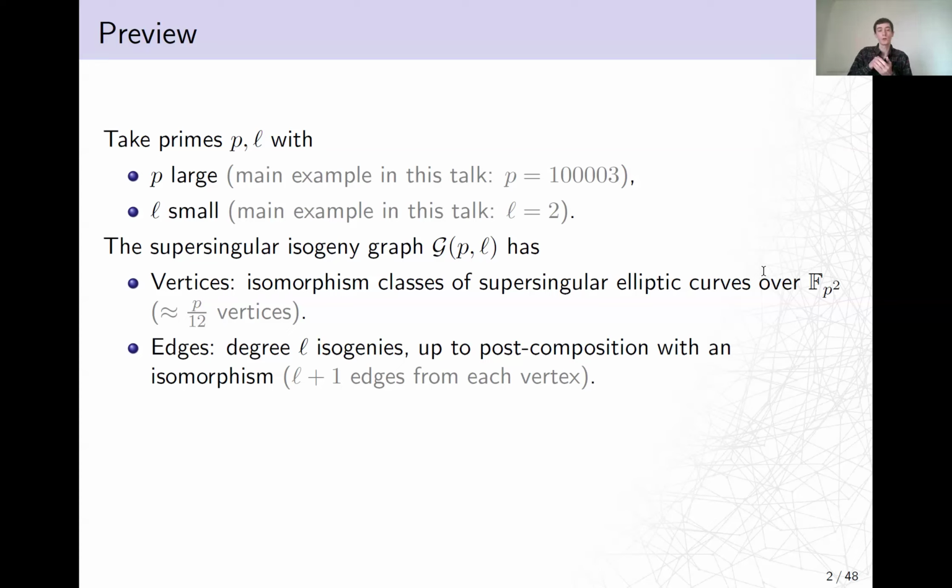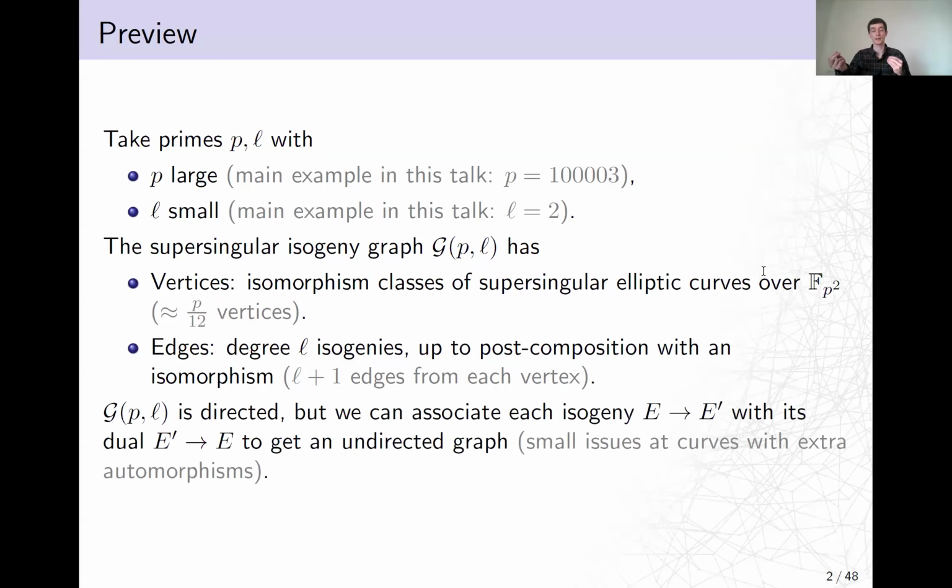And from each vertex, there are going to be L+1 edges, each corresponding to a degree L isogeny, where we quotient out by saying two isogenies are equivalent if you can compose one with an isomorphism afterwards to get the other. This is a directed graph, but each isogeny has an arrow in the reverse direction, the dual isogeny, and so we can match up an isogeny with its dual and get an undirected graph. Of course, there are little issues around the curves with extra automorphisms, but essentially, this is how we define these supersingular isogeny graphs.